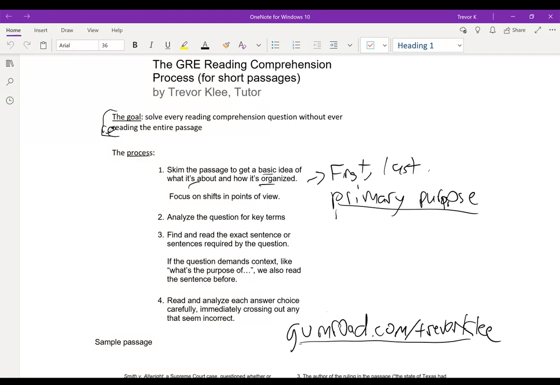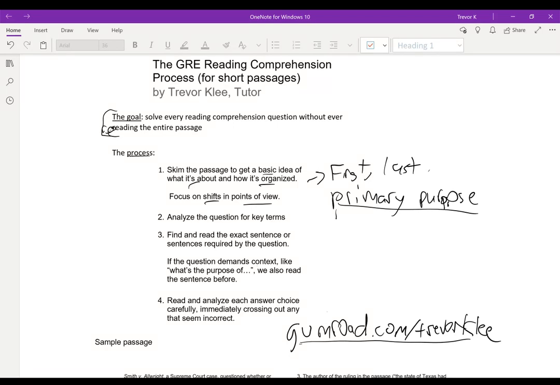And as we're skimming it, we're going to focus on shifts in point of view. Who believes what? So they're always going to be important. What does the author believe? What does this person mentioned believe? What does the opposing argument believe? We are always going to pay attention to shifts in points of view.